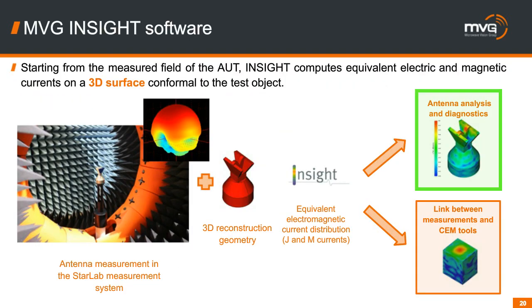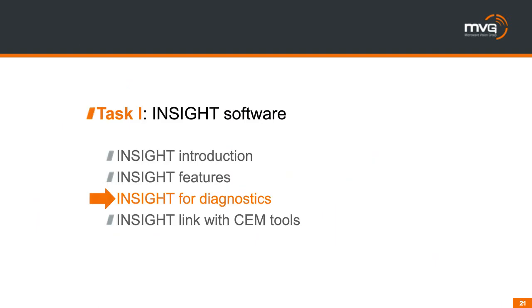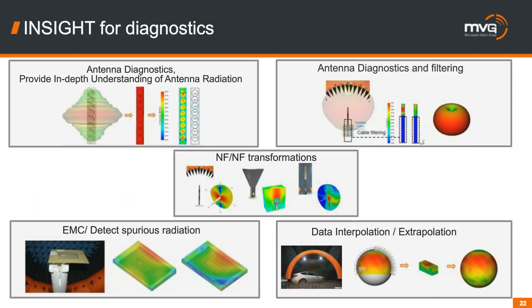We move now to show the areas of application of INSIGHT for diagnostics. INSIGHT can be used for many purposes, such as providing in-depth understanding of antenna radiation, investigating the measurement setup and filtering your measurements from the effect of the surroundings, for calculation of the field very close to the antenna, and generally in every point around the antenna, even in the far field, and it can be used for EMC analysis. Finally, it can be used for interpolation and extrapolation.